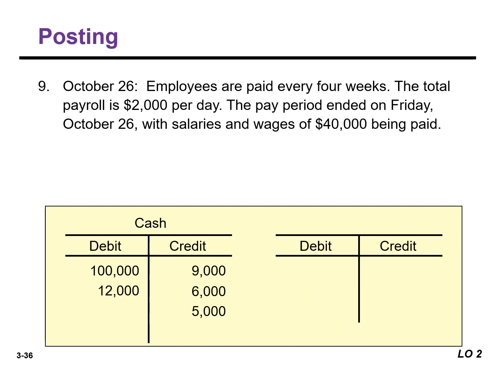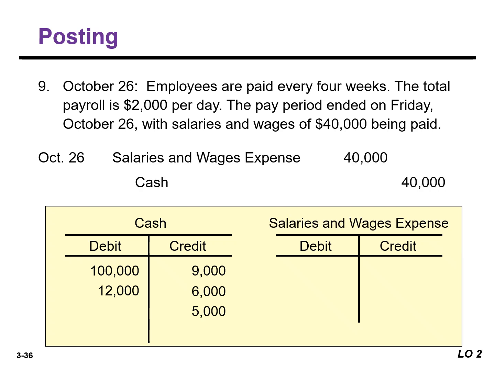Employees are paid every 4 weeks. The payroll is $2,000 per day. The payroll period ended on Friday, October 26th, with salary and wages of $40,000 being paid. So we're going to pay out $40,000. Our cash is going to go out by $40,000, but our expense is going to go up by $40,000.